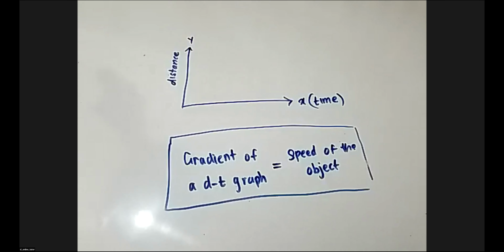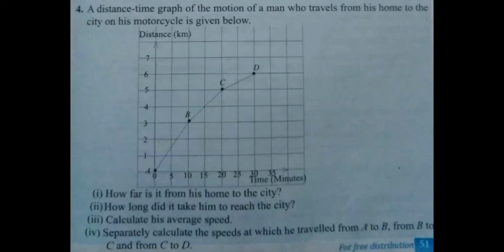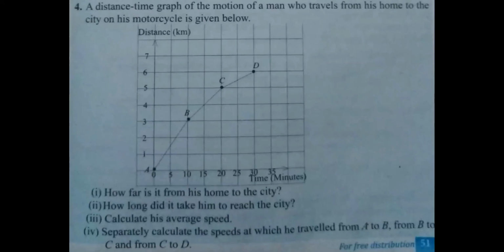Okay, done. Right. Now we'll take a question. I'm taking exercise 22.2, question number 4, the biggest question. I think you can see. Look at the question. How do you deal with this one? Read the question first of all. A distance time graph of the motion of a man who travels from his home to the city by his motorcycle is given below. Now see the graph.